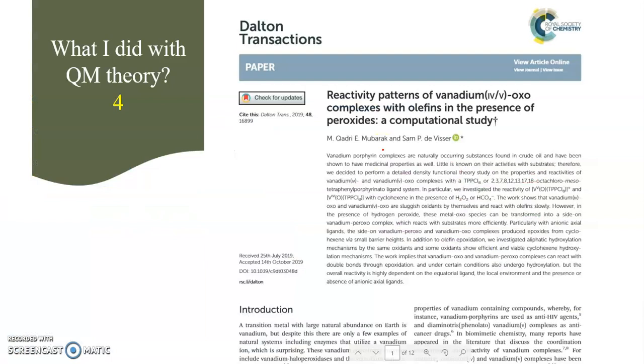And here is another work where we try to know the reactivity pattern of vanadium(IV) and vanadium(V) oxo complexes with olefin in the presence of peroxide. Here is how I used quantum mechanics theory to do my work and complete my study. By using this theory, we are able to understand the system better, and from there we are able to design our own enzyme, trying to mimic this natural enzyme, and synthesize our own enzyme that is more or less as efficient as the natural enzyme.